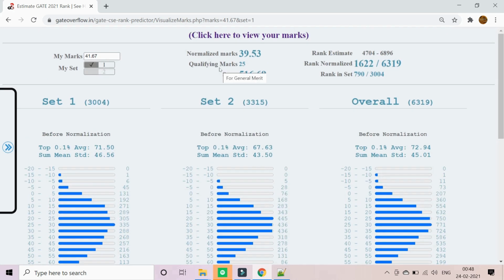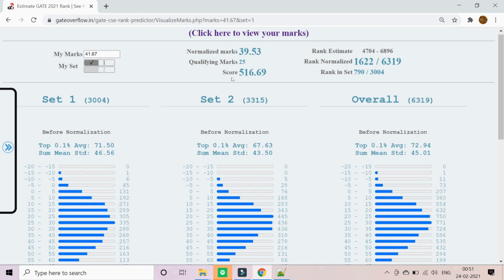Here we can see the qualifying marks. Last year the qualifying mark was 28.5 for the general category. This year we are not sure, but we can expect it to be 25. If you have above the qualifying marks, it means you get qualified. But again, it doesn't mean you get admission in a good college.